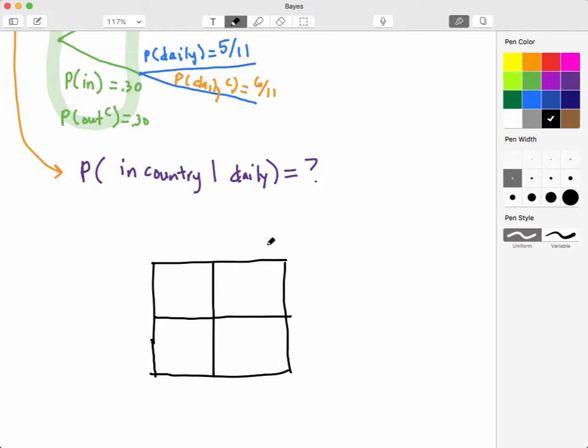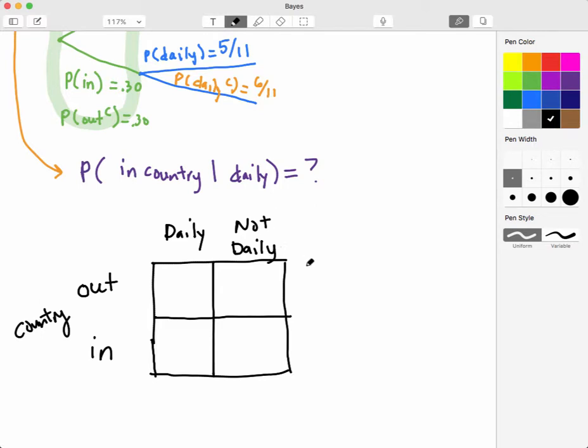So in this table, I'm going to label my rows and columns. So back up here, the first quality was, is the person outside of the country or inside the country? So there we go. And the columns I'm going to label as daily and then not daily. So how often the person is checking that website.